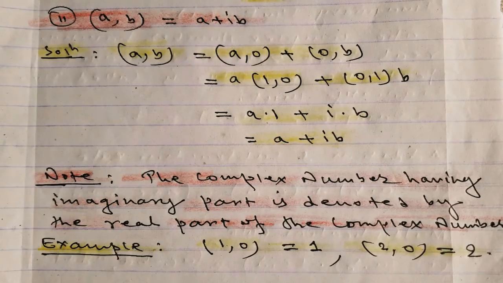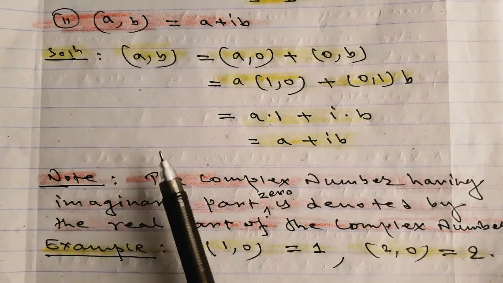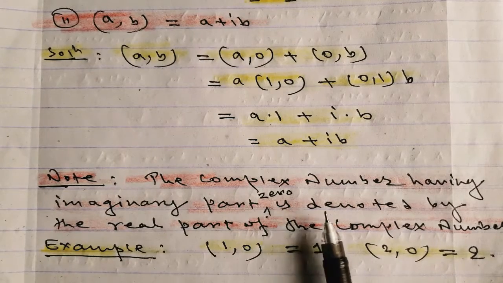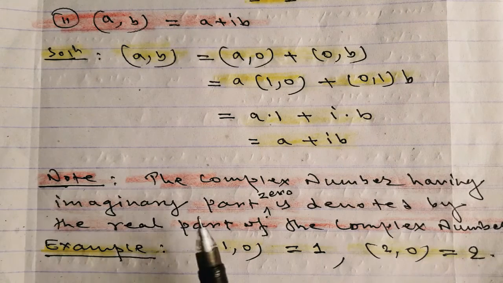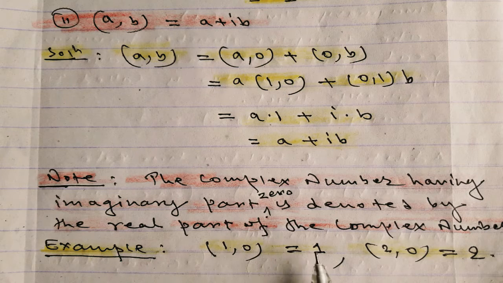Note, a complex number having imaginary part 0 is denoted by the real part of the complex number. That means if the imaginary part of any complex number is 0, then the complex number we can represent by the real part. So (1, 0) is equal to 1, and (2, 0) we can write as 2.